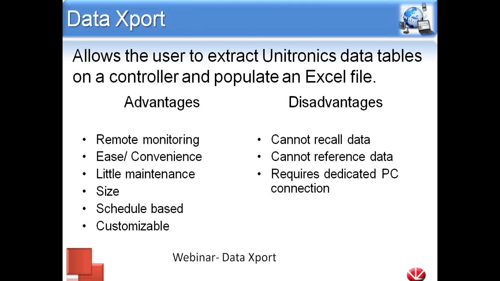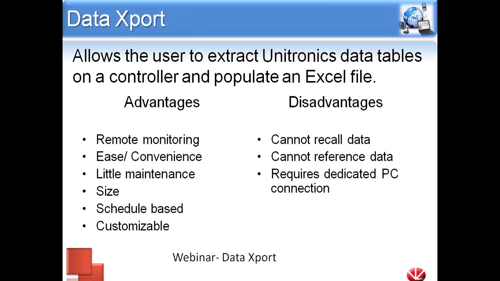As I mentioned previously, data export is set up on a schedule. We can pull the data tables once a minute, once an hour, twice an hour, once a day, twice a day, once a month. We can also have the PLC initiate the call if we are using Ethernet. So once the data table is filled in the controller, the PLC can initiate the call to data export and send the data table to your PC.